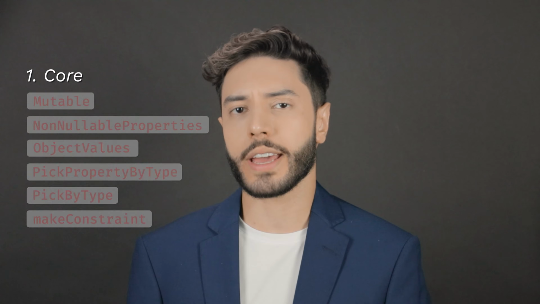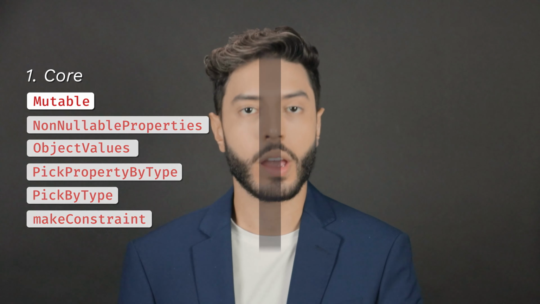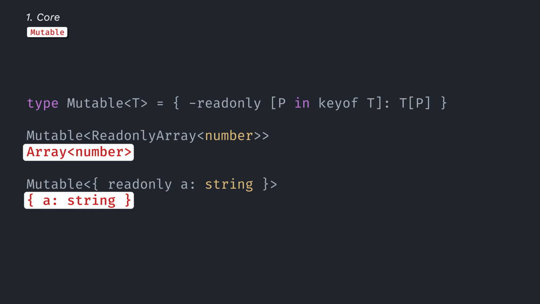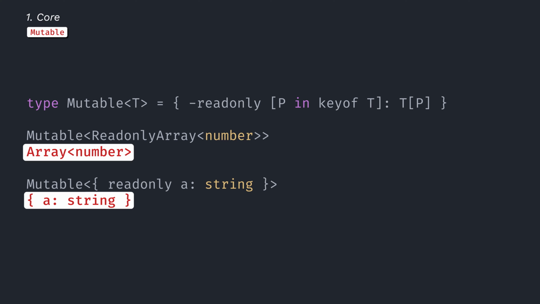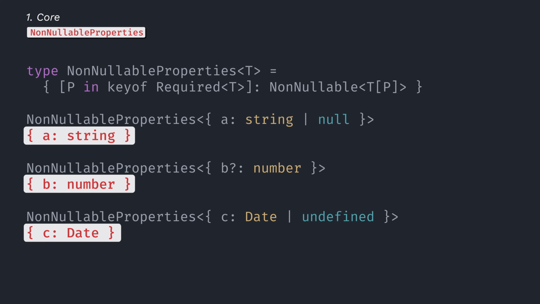The core module contains those 6 utilities. Mutable is the opposite of the native read-only type. It converts the read-only properties of a type into regular mutable properties. Non-nullable properties is similar. It converts all the properties of a type into non-nullable properties.